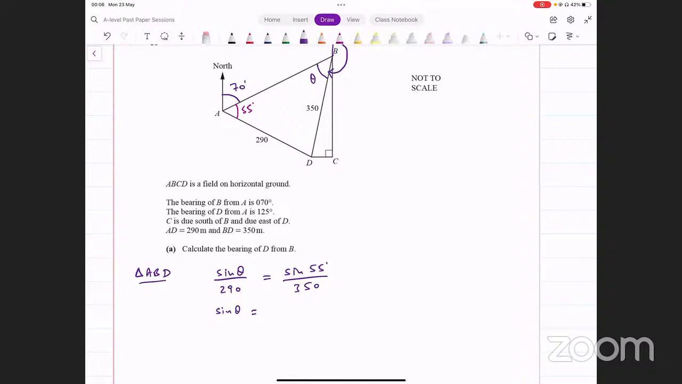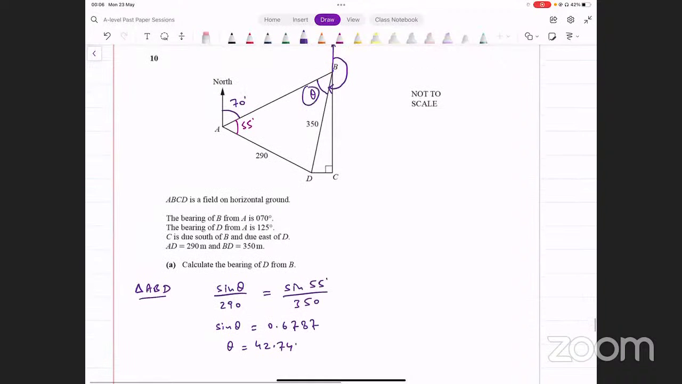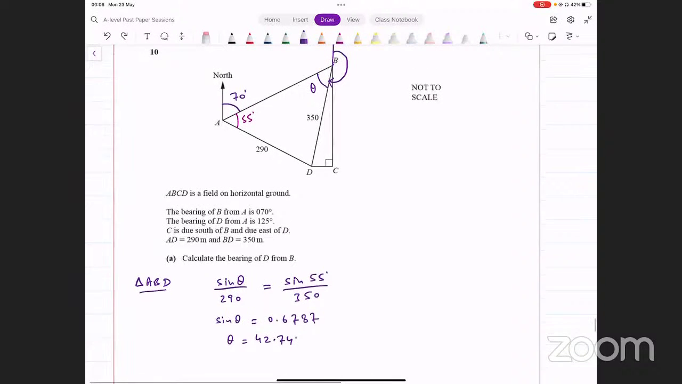290 into sin 55 divided by 350. So we have 0.6787 here. Let's find theta from this. Take sin inverse of this, and that gives us 42.74. So this upper angle has come, this is 42.74.